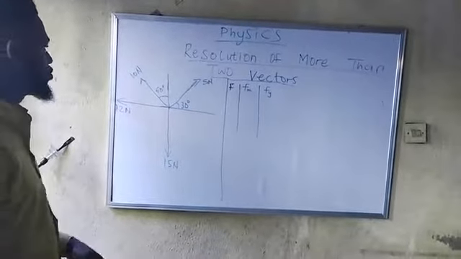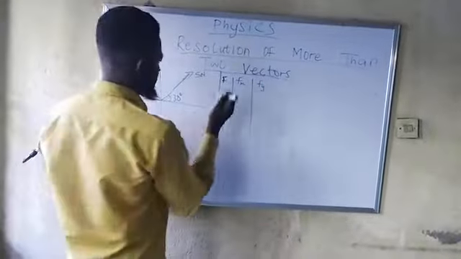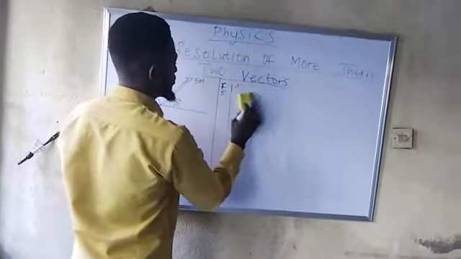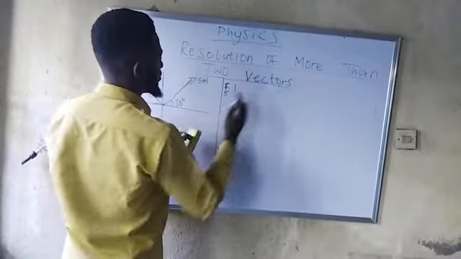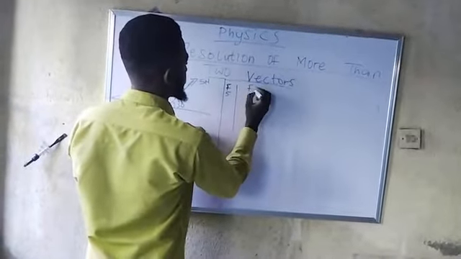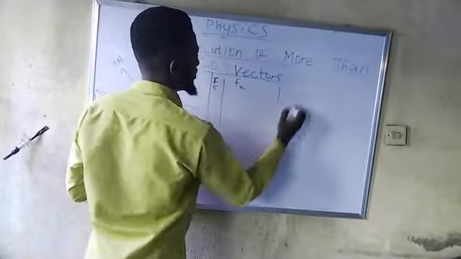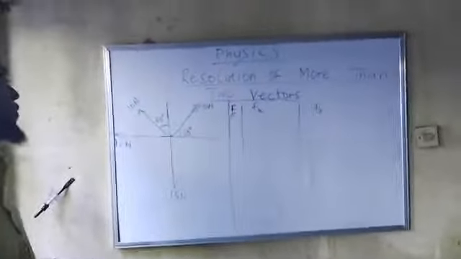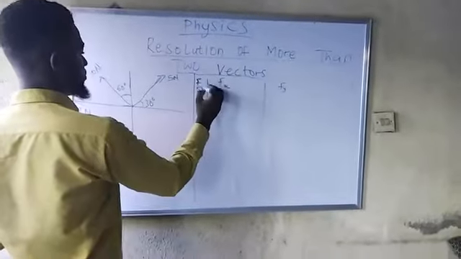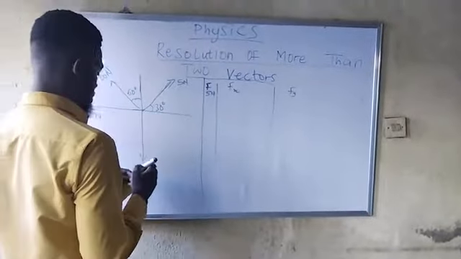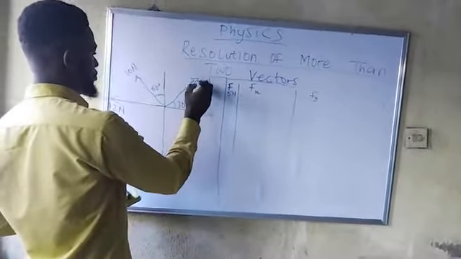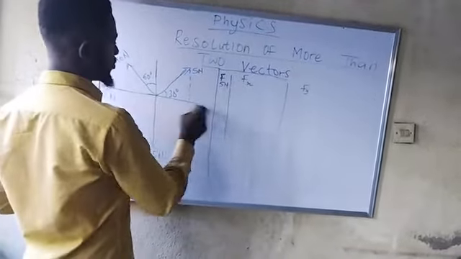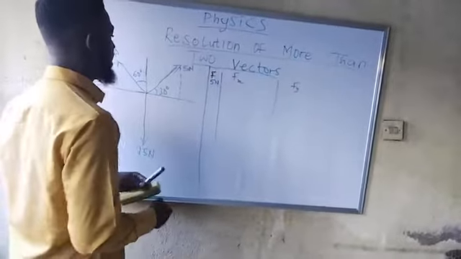Now, how do we go about this? We're going to consider each of the forces. Let's look at the first force, 5. Let's go to Fx and Fy. Looking at the force of 5 Newton, what happens? This 5 Newton can be resolved into two components, the vertical component and the horizontal component. The horizontal component is Fx, and the vertical component is Fy.